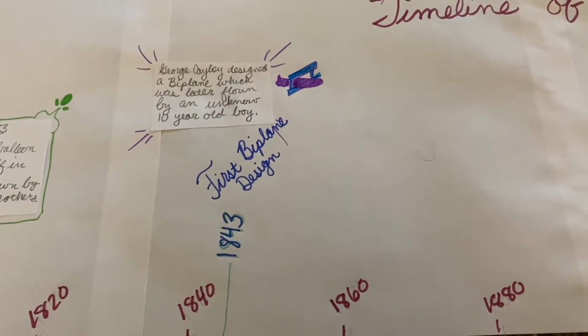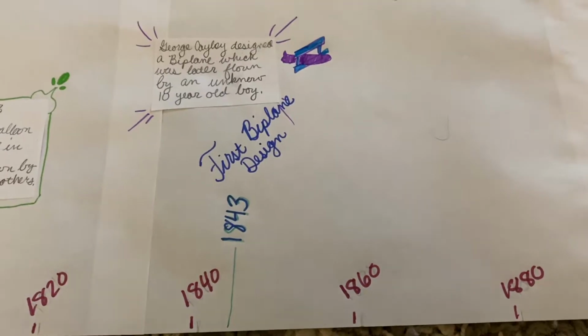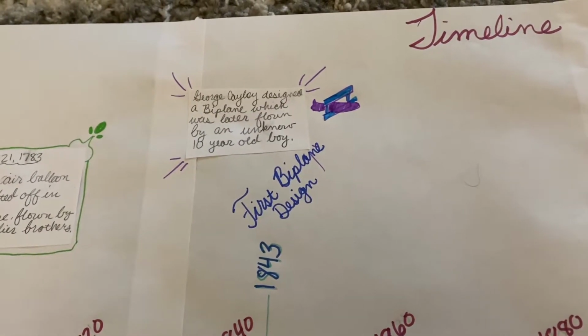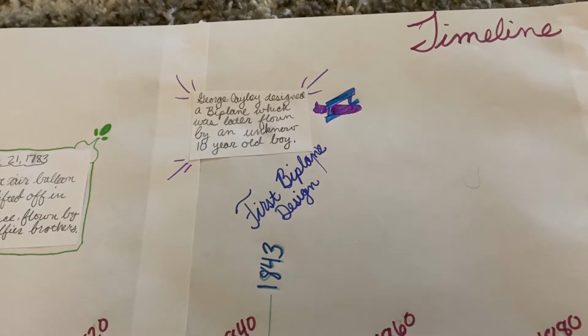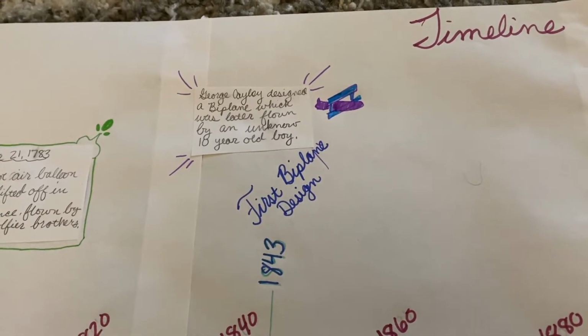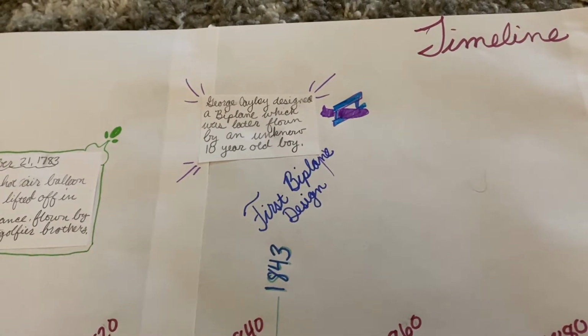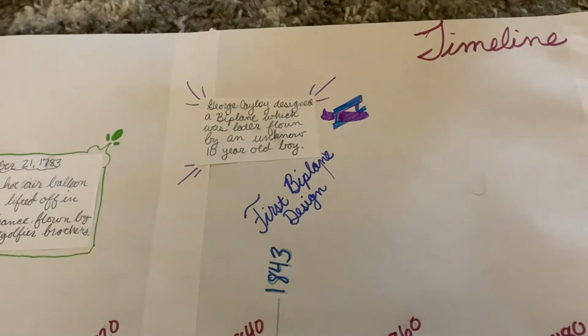Okay, the next thing that happened was the first biplane design was created or published in 1843. See that biplane? It's the one that has the two supports on the top and bottom of the body of the airplane. And that was designed by George Cayley, and is actually later flown by a 10-year-old boy that nobody knows the name of.